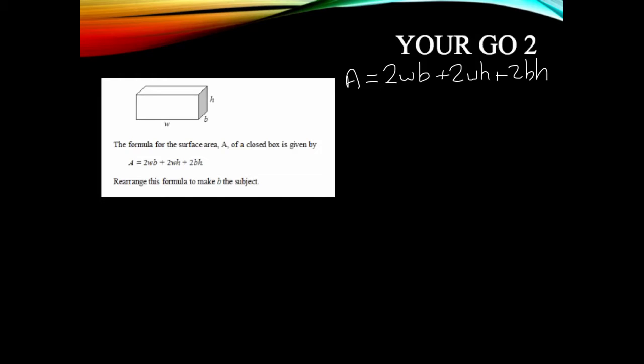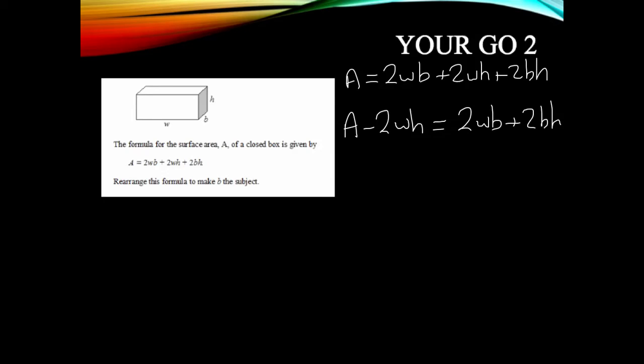So what I'm going to do is get rid of my 2wh, so I'm going to take that from both sides. The reason I'm going to do that is that this term's got a b in and this term's got a b in. That means that I should be able to do something with it, keeping them on the same side. I'm going to have to take a factor out in a bit. Okay, so first of all, I said I was taking 2wh from both sides. So a minus 2wh equals 2wb plus 2bh.